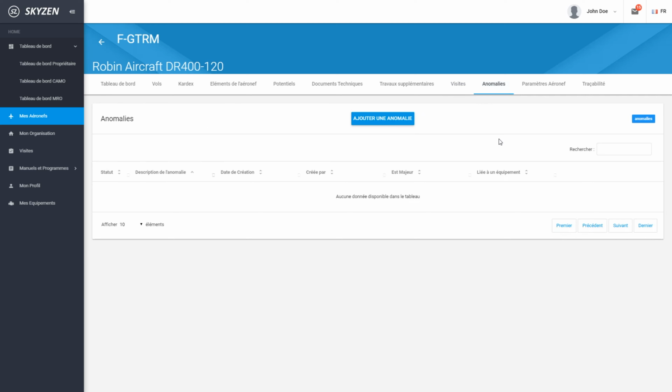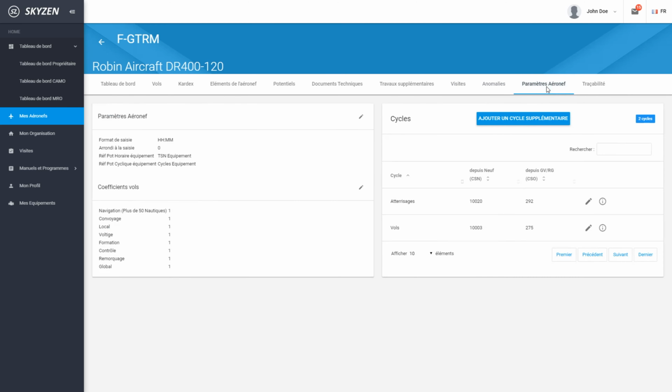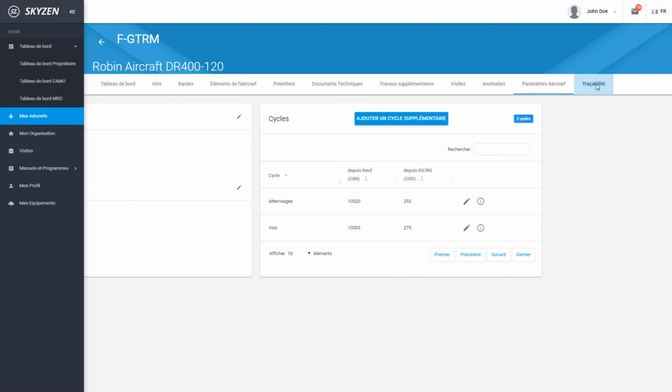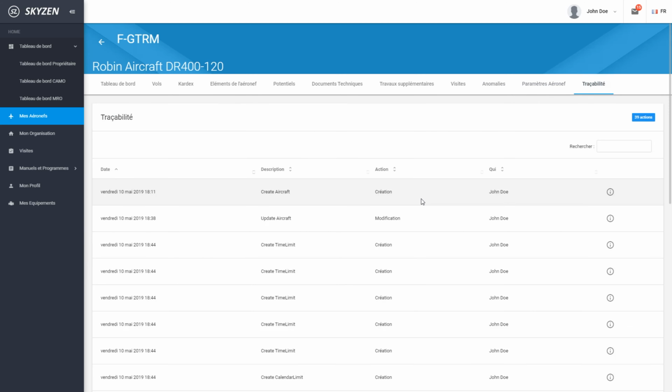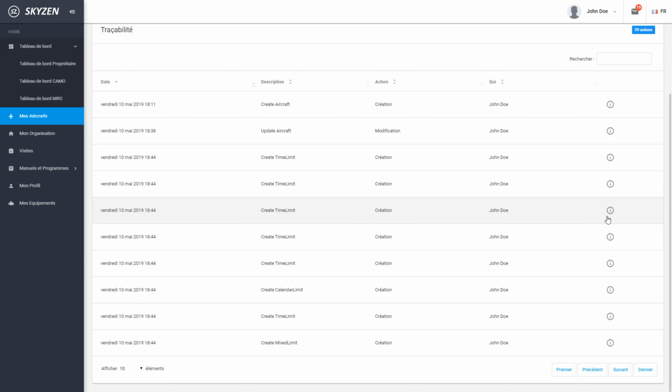Then you will find the additional works done or to do on the aircraft, the previous inspection, issues, aircraft parameters, and the traceability of all operations performed on the aircraft.